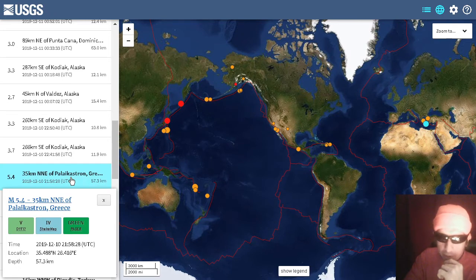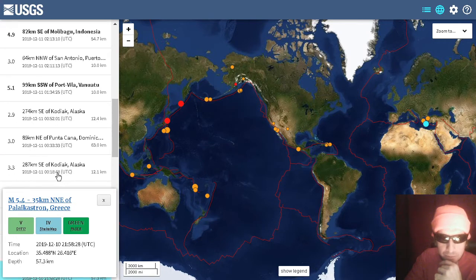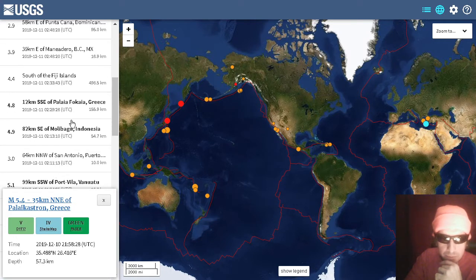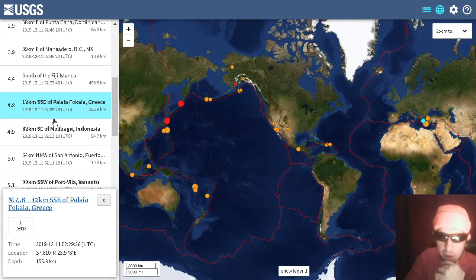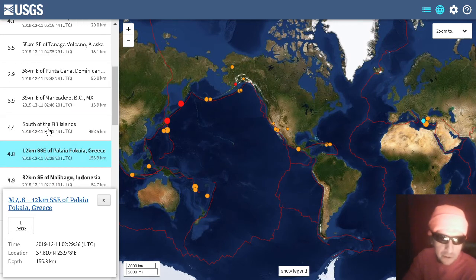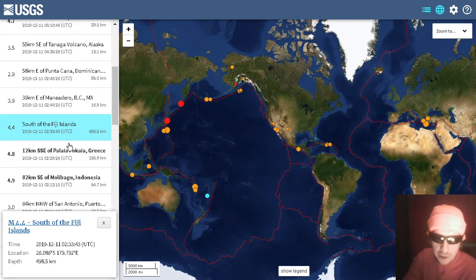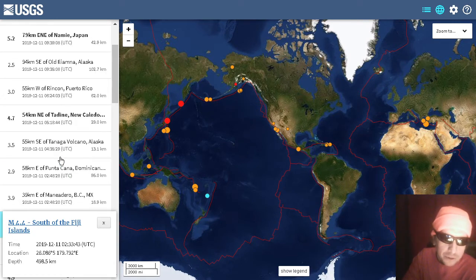Fairly large quake there for Greece. Hopefully that didn't cause too much damage at a 5.4 magnitude. As well as a deep quake nearby at a 4.8 magnitude and 155 kilometers depth. Here's a very deep quake at Fiji also, 498 kilometers at a 4.4 magnitude.